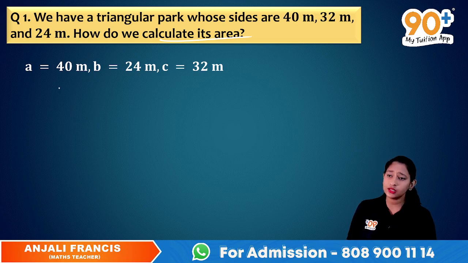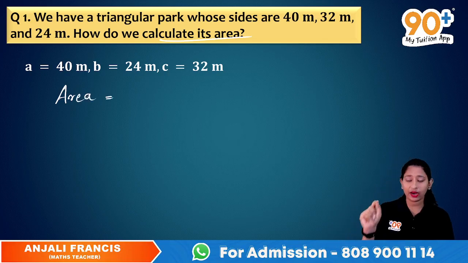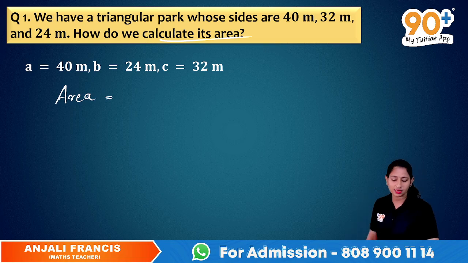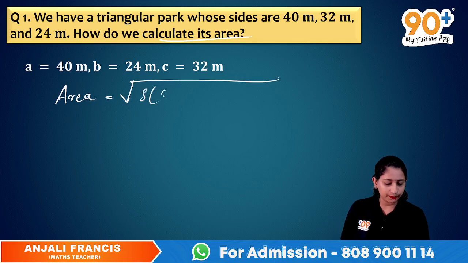What is our Heron's formula? First you should write the equation. If you write this equation, you should get 1 mark. So area is equal to root of s into s minus a into s minus b into s minus c.